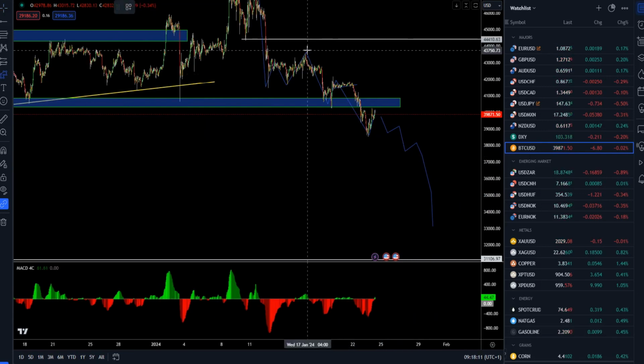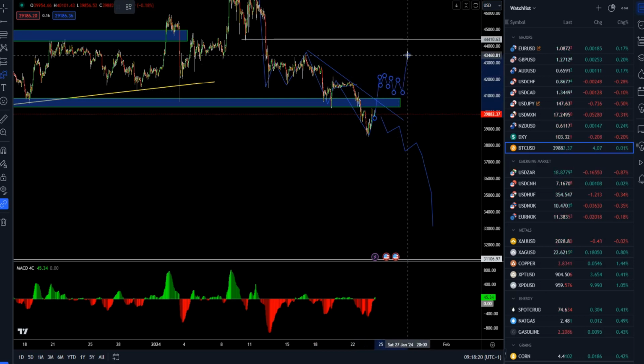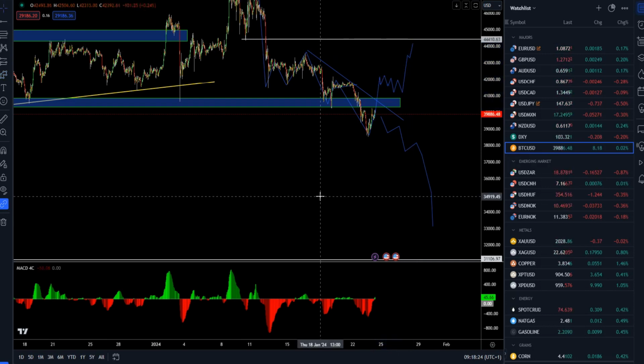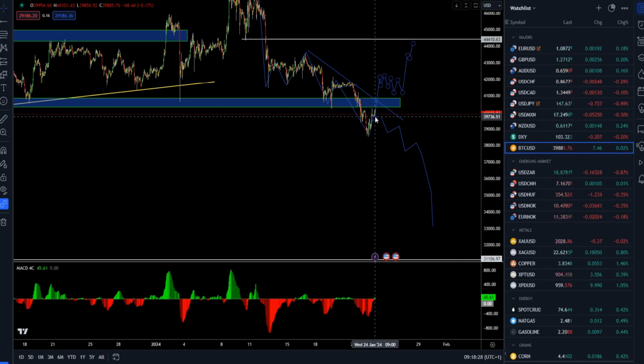For something meaningful like an alternative scenario for the upside, I would like to see the market aggressively trade into 42,000 and hold above, that will be a good sign for rotation back towards the 43,000 or 44,000 mark. But only if I see some aggressive buying and hold above this area.